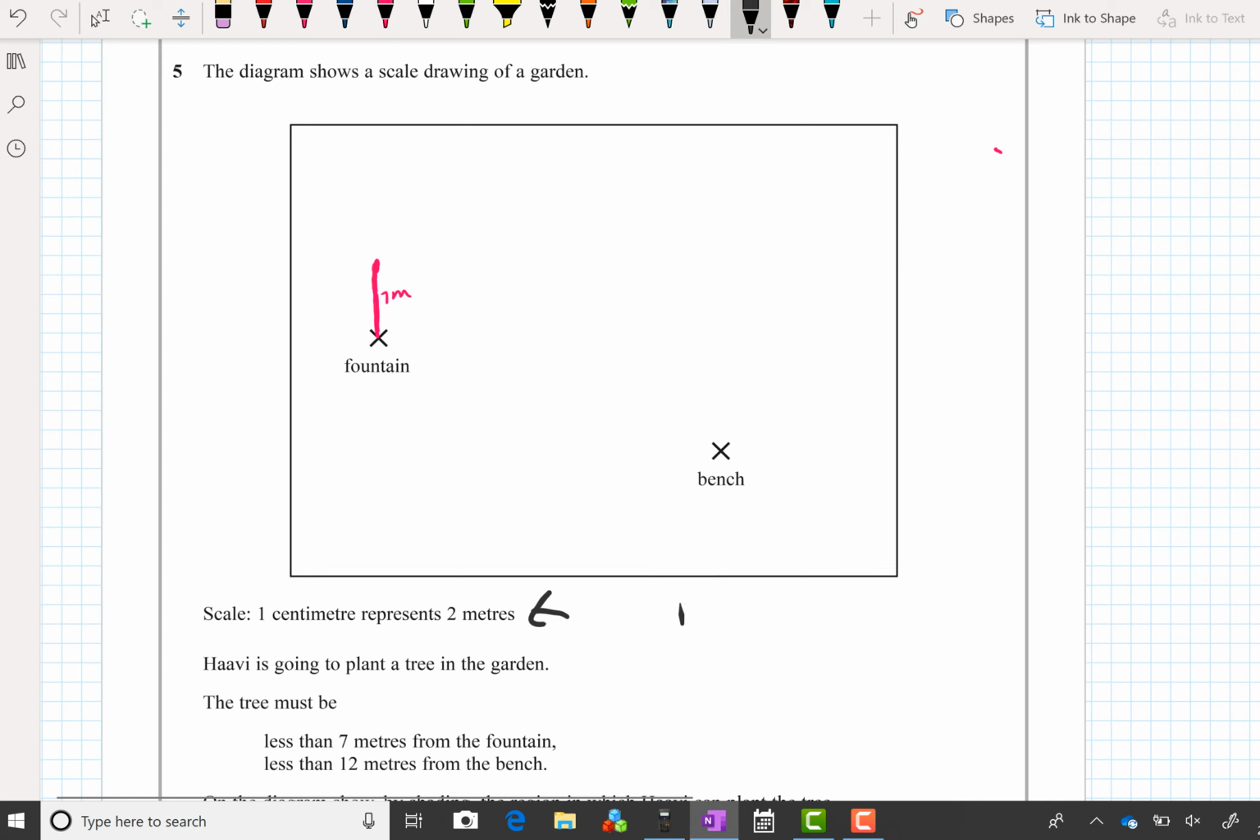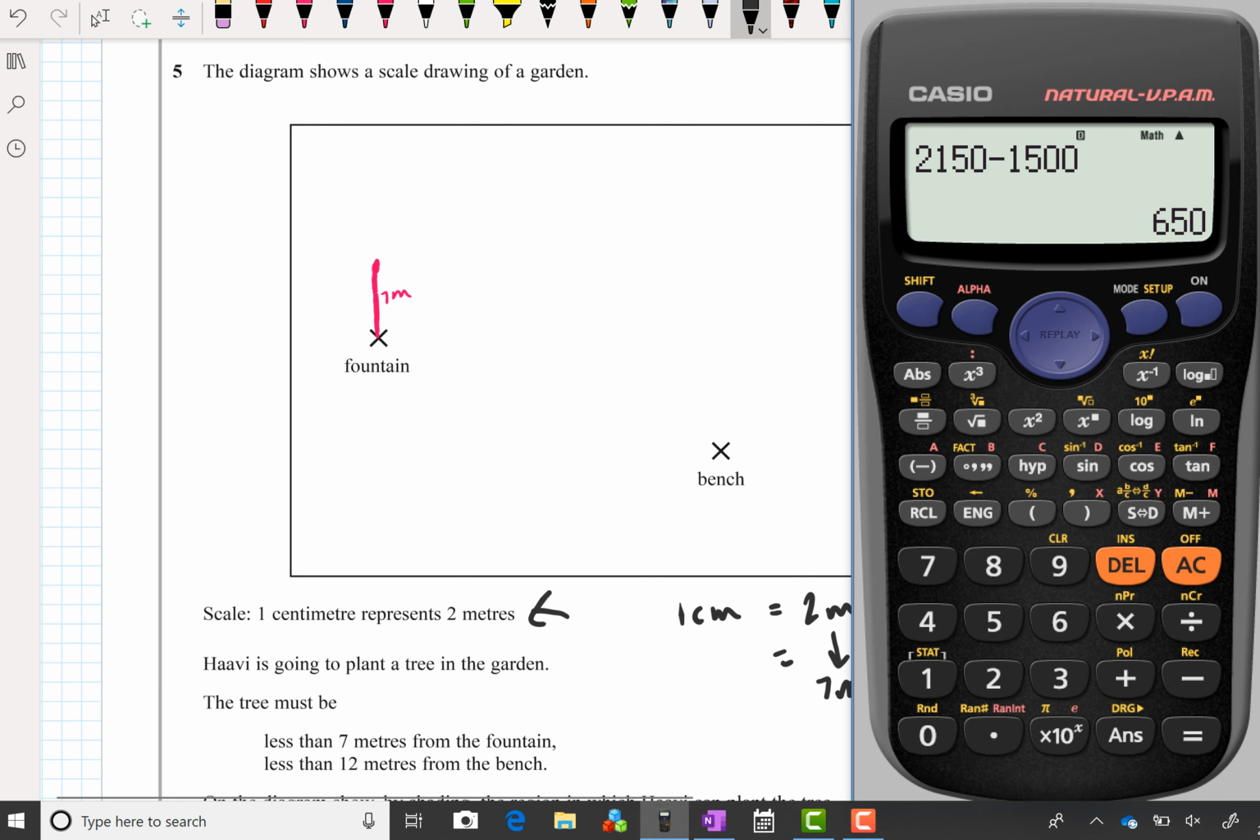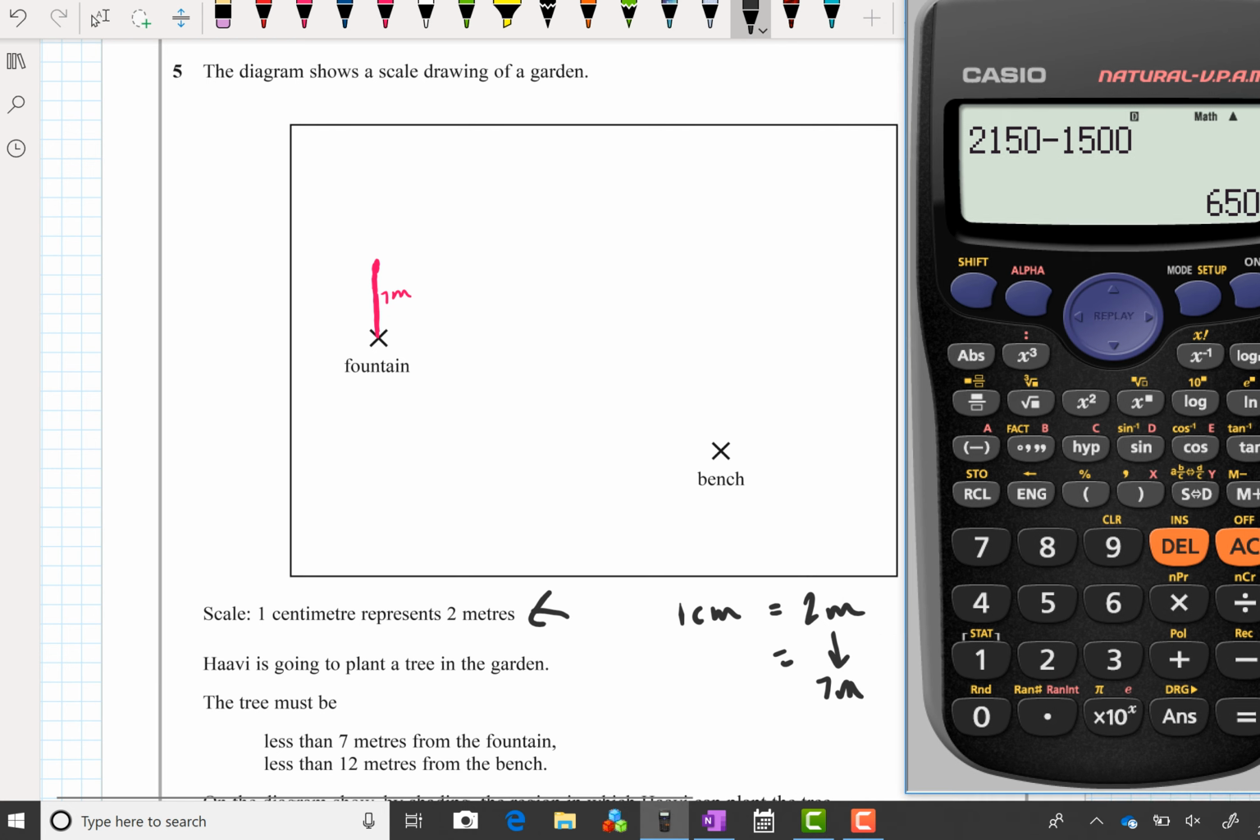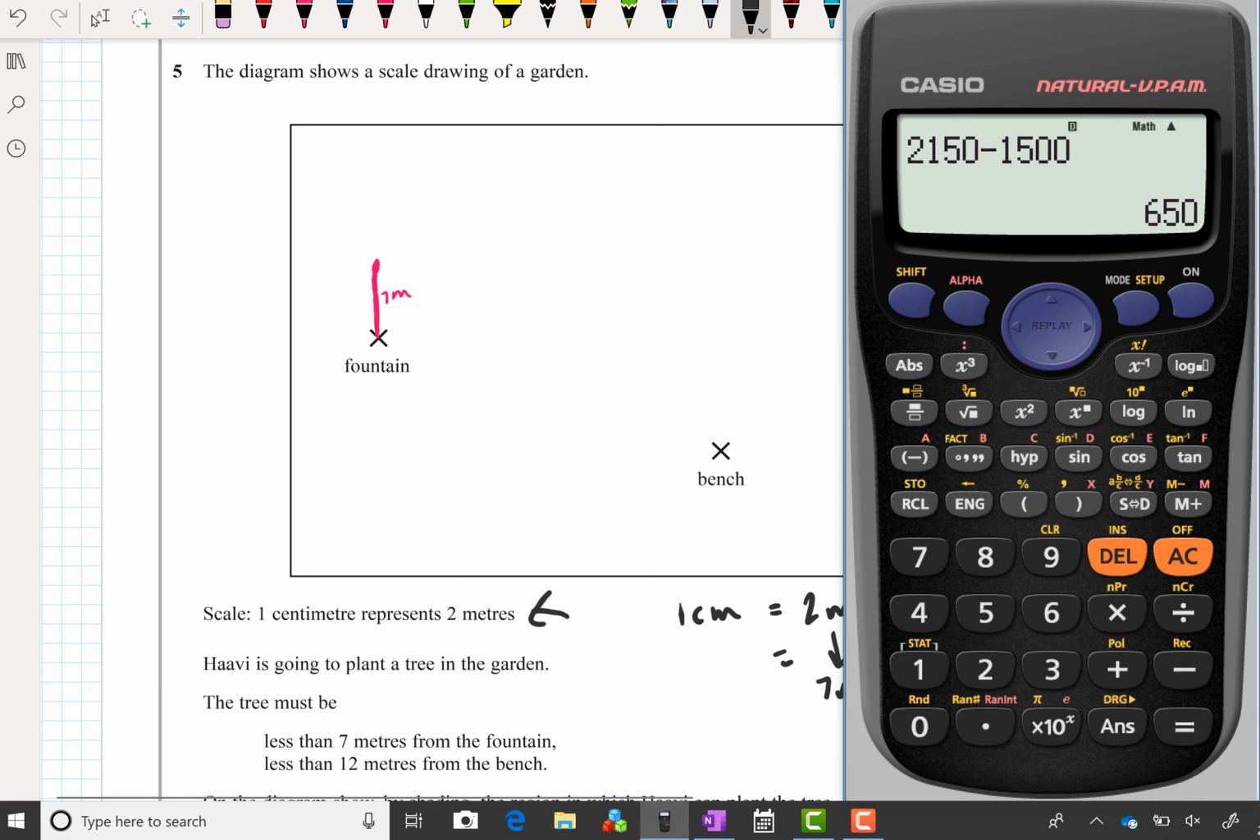Look at the scale. 1 cm equals 2 meters. We want to get it to 7 meters, so we need to find out what we need to times 2 by to get to 7. Some of you might be like, it's easy, it's 3.5. Some of you might be like, I've got no idea. How many 2s go into 7?